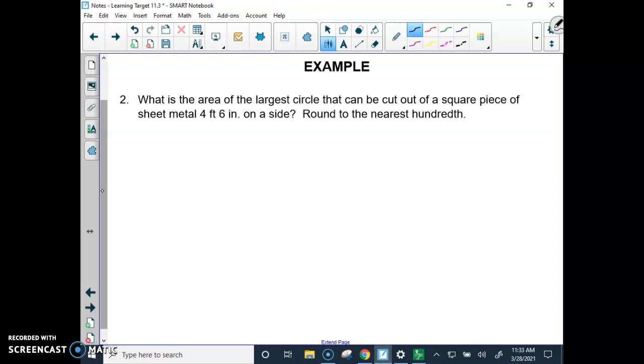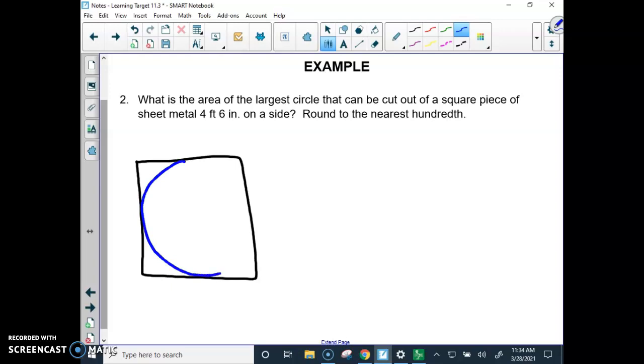So here's your square, maybe not one of the best squares. And then inside we want a circle, the largest circle we can draw. Well, the largest circle we can draw is going to intersect, or touch, all 4 sides of that square. Now remember, the square, ladies and gentlemen, is 4 feet 6 inches on a side.